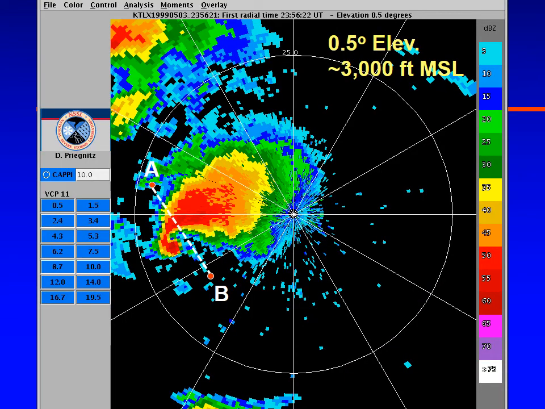We're going to look at a case. This is May 3rd, 1999. Moore, Oklahoma was devastated by this tornado. This is a supercell. They had many supercells on this particular day, but this one is pretty obvious. It is a classic supercell. You can see the hook is already well developed, and we're going to do a cross section. What we're looking at right now is about 3,000 feet for the storm where it is. This is your half-degree elevation, in other words, your base reflectivity.